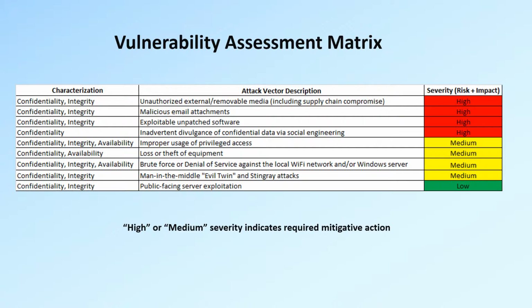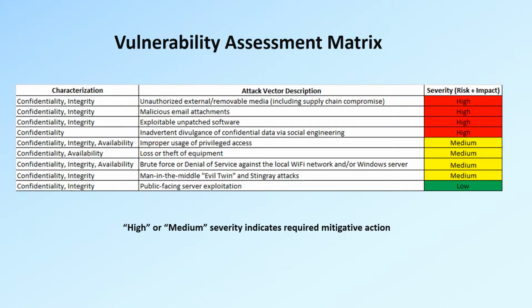High-risk vulnerabilities should be considered top priority and require mitigative action. Vulnerabilities with high classification include unauthorized external media, including supply chain compromise, malicious email attachments, exploitable unpatched software, and social engineering designed to trick a person into revealing sensitive information. The primary reason these vulnerabilities are classified as high is because exploitation could lead to the installation of an advanced persistent threat, which could be used to log keystrokes and exfiltrate sensitive information for an indefinite period of time.